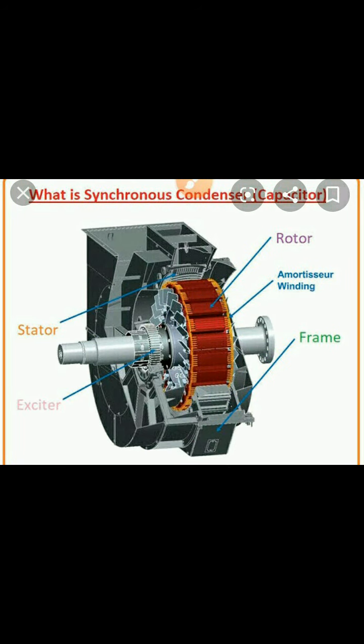So this is the diagram of a synchronous motor which is used as a synchronous condenser or synchronous capacitor, which shows the frame, stator circuit, rotor circuit, the damper winding, another name of which is the armature winding, and the exciter circuit, which is used as a capacitor for reactive power management. Okay, so as shown in the first figure.